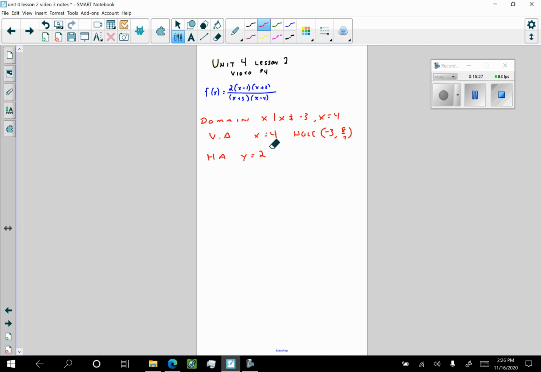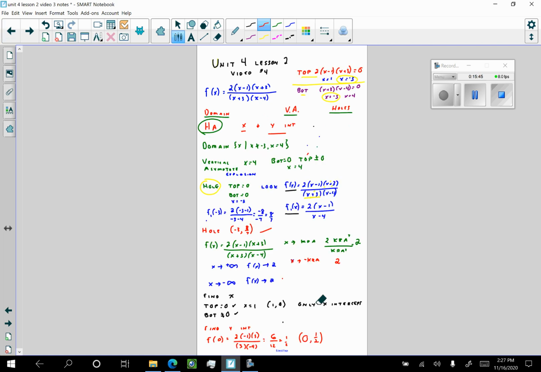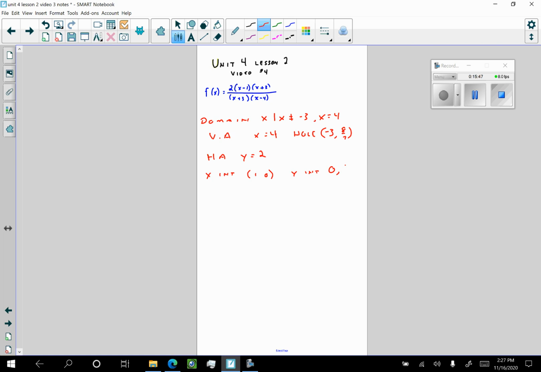I only have one x-intercept. The x-intercept is (1, 0). And the y-intercept was (0, 1/2). Yes, it was. So now I'm going to zoom out, and I'm going to graph all of that knowing this information and see what we can do.